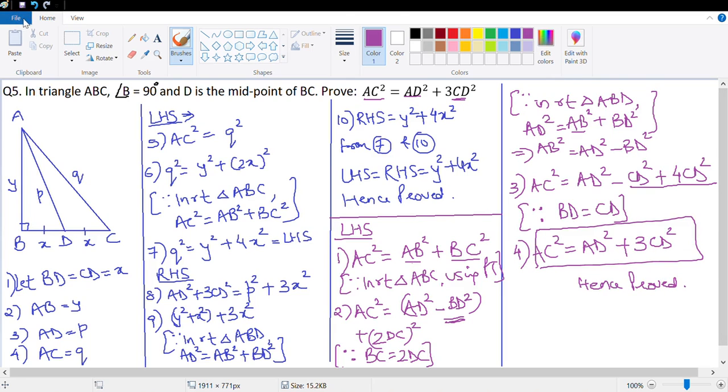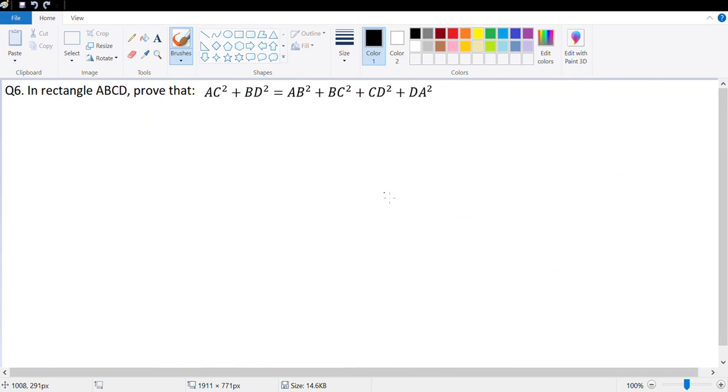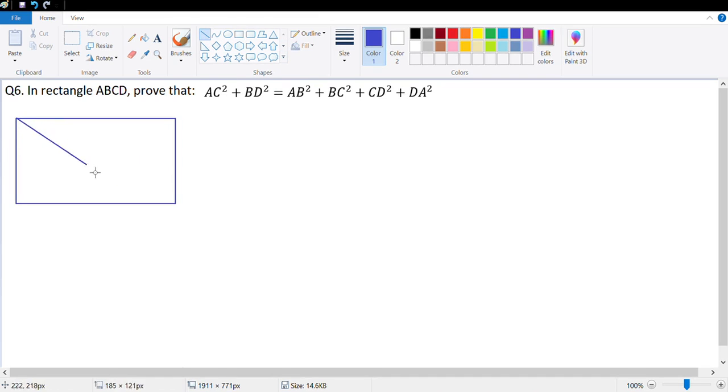The next question that we do is question number 6. Question number 6 says, in a rectangle ABCD, prove that AC square plus BD square. Good. So let's just draw the rough diagram first. These are the two diagonals that they're talking about, AC and BD. And let's name this. So this is A, B, C, and D. Vertex angles are 90.